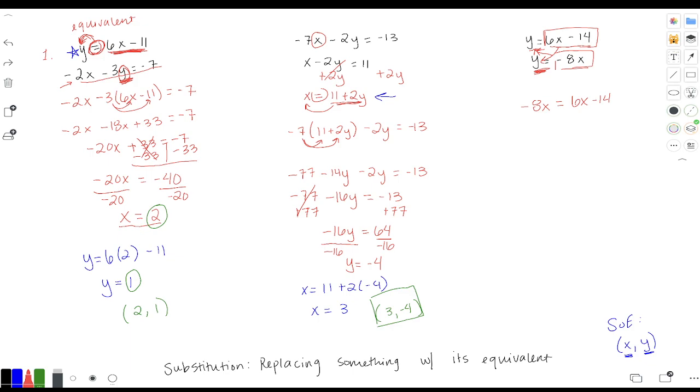Once you've replaced one of those y's with either one of its equivalent expressions, so in this case we took the negative 8x and replaced that y with it, now we can solve for x. The only variable that we have here in this equation is x. So we need our answer to look like this in the end. X equals. How do we do that? We need to make sure that all of the x's are on one side of the equal sign. Right now we do not have that. They are on two separate sides.